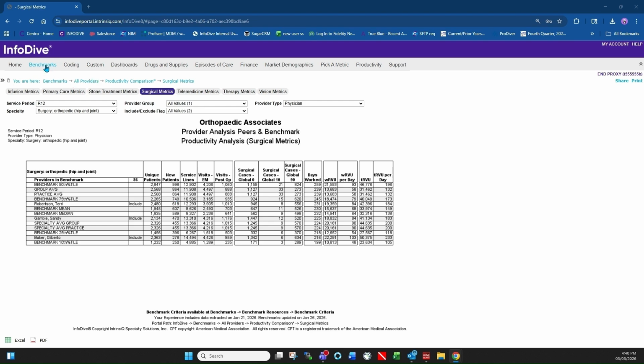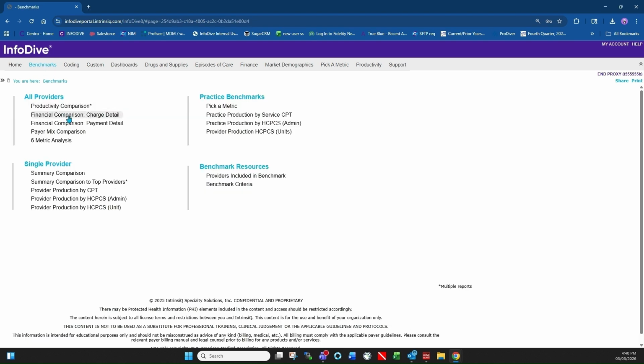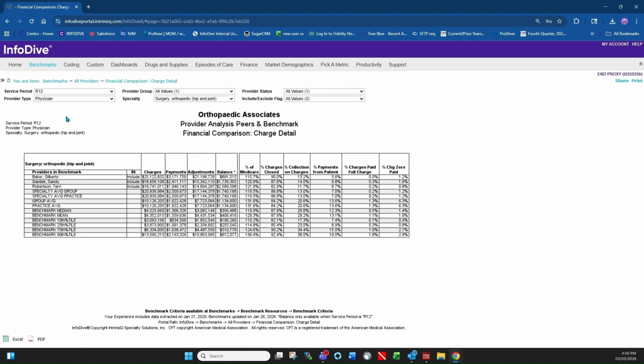The next report I want to go into is actually going to be the financial comparison charge detail report. Now, there are two different financial comparison reports. This one is going to be focused obviously on charges because it's the charge detail. Again, same filter options at the top. We are focused on the surgery, orthopedic, hip, and joint because that's what we were just looking at, trying to keep that consistent throughout the reports.